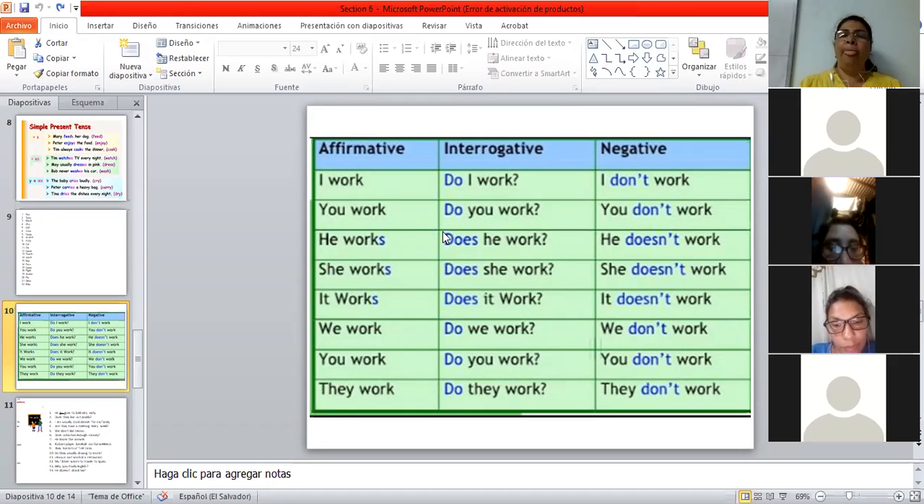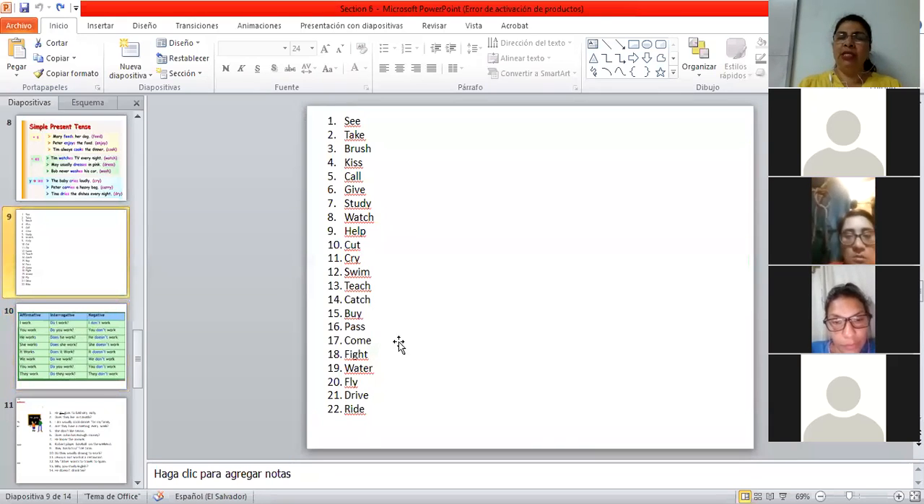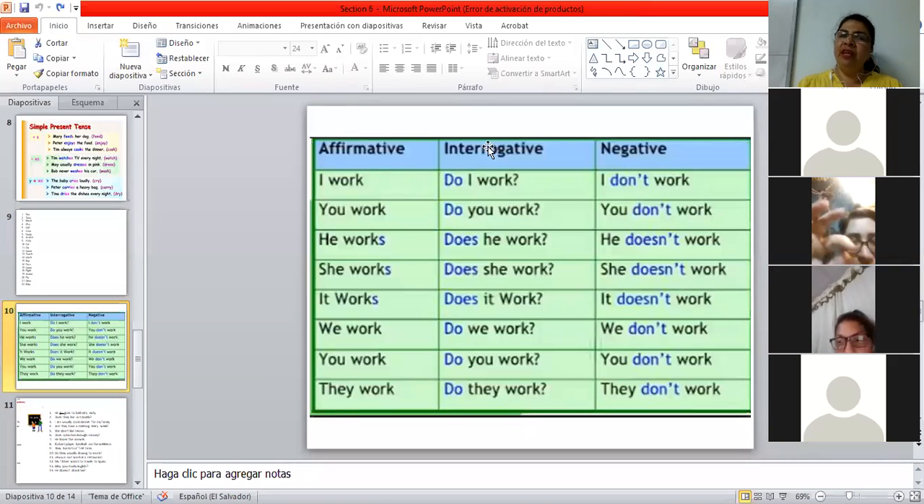Listen. Yesterday, we practiced with these 22 verbs. We have see, take, brush, kiss, and all of them. You remember yesterday, right? Now, what we're going to do is we are going to use all of them and we are going to use the three forms, affirmative, interrogative, and negative.